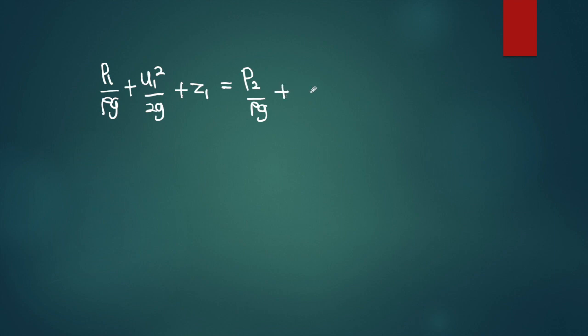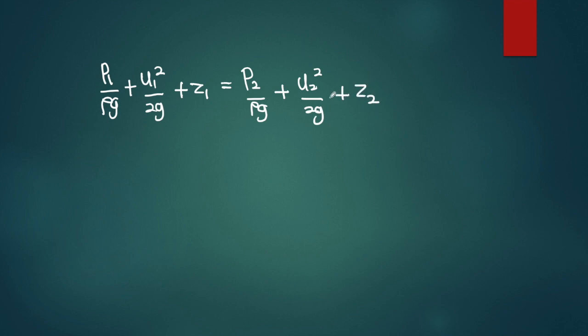So we know that previously in the video of Bernoulli's principle, the Bernoulli's equation is P1 over rho g, plus U1 square over 2g, plus Z1, equal to P2 over rho g, plus U2 square over 2g, plus Z2.